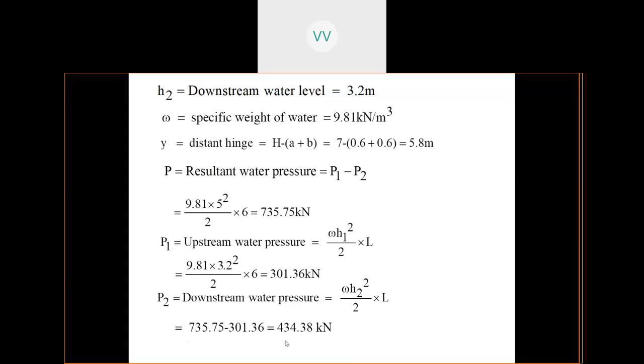Right, so let us proceed to the location. Have all of you done the problem? Have you got the answer? Yes, the answer is 434.38 kilonewtons. So this is going to be the resultant water pressure on each gate.